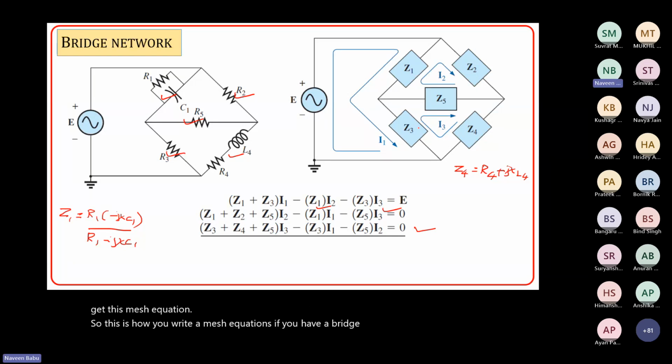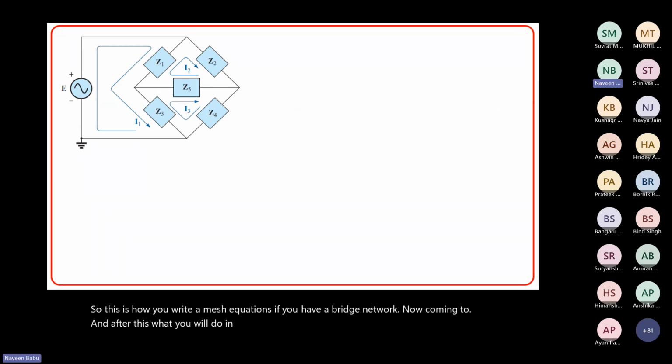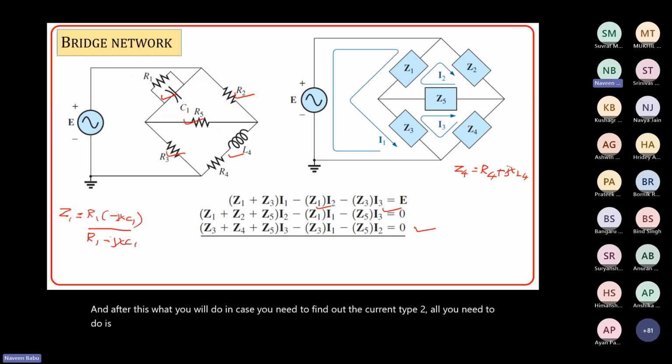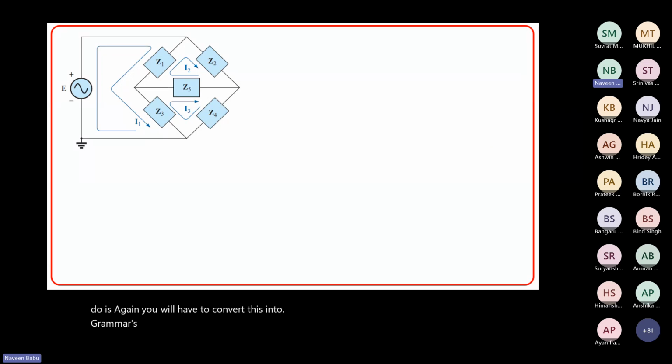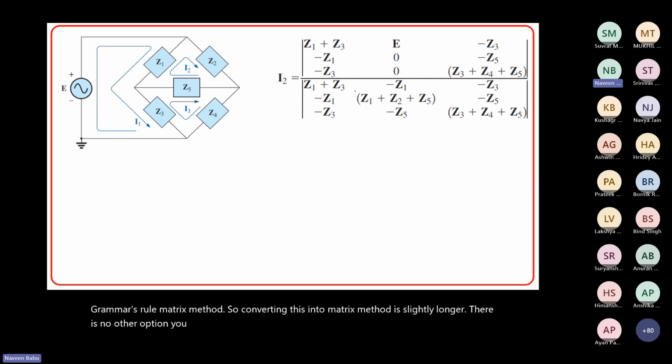Now, after this, if in case you need to find out the current I2, all you need to do is convert this into the Cramer's rule matrix method. Converting this into matrix method is slightly longer. There is no other option. You will have to expand this. But in most cases it will be easy for you because two elements are 0. So if you consider this column and then multiply, it will be easier.